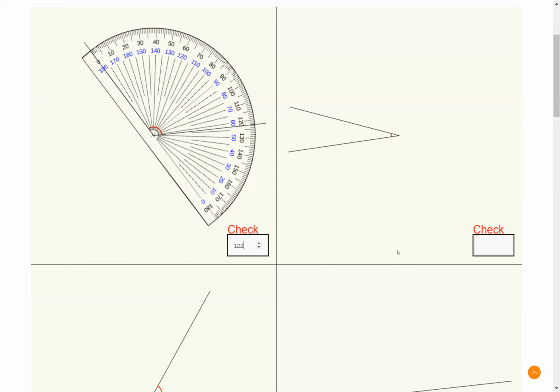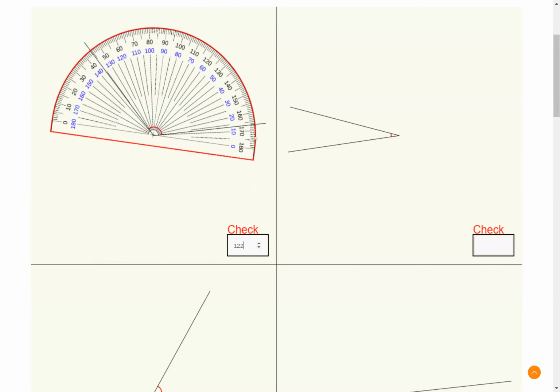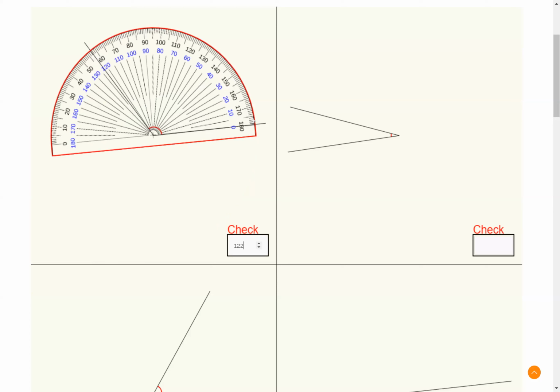I don't know how to put degrees on this app, but when you're writing it out, make sure you put your degree symbol. If I wanted to use the other side in blue, I would again make sure that hole is on my vertex, and then line this side up with 0. But this time I'm looking at the blue numbers, the ones that are underneath, and I'm following it around until I get to the other side of my angle. So again, I'm between 120 and 130, and if I count the tick marks, again it's 122 degrees. So it just depends which side of the angle you line up to match your 0 degrees.